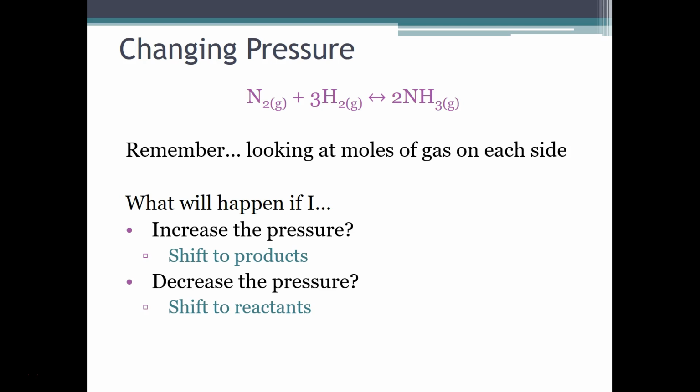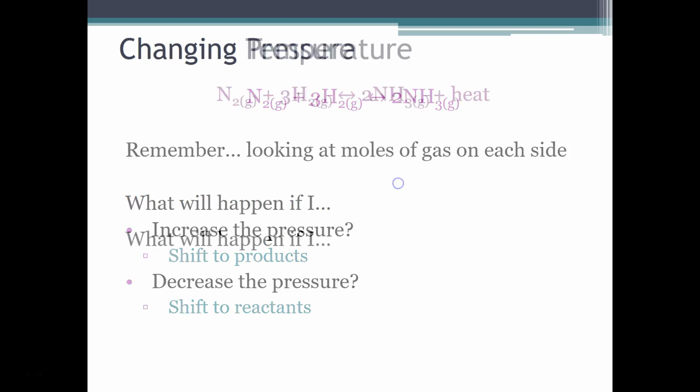It's important to note that if there are equal numbers of moles on both sides of the equation, then increasing or decreasing the pressure won't cause a change in that equilibrium.